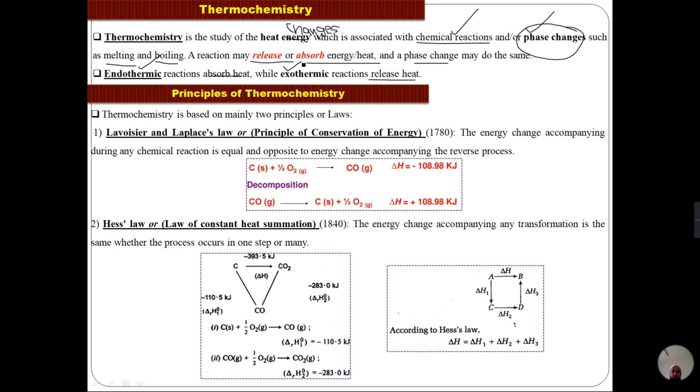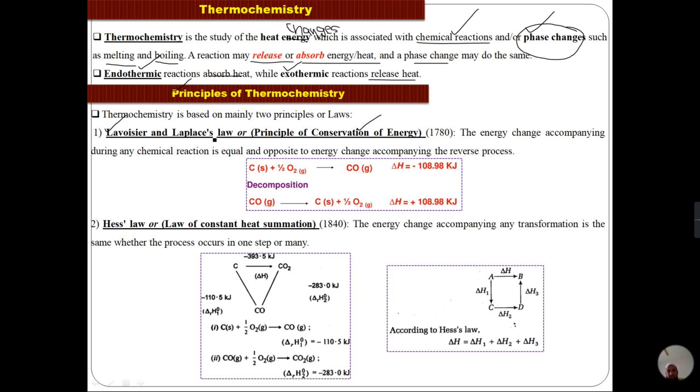Now let's move to topic number two, that is the principles of thermochemistry. Thermochemistry is based on certain principles. Its two main principles are: first, Lavoisier and Laplace law, which is also called the principle of conservation of energy. Second is Hess's law, also called the law of constant heat summation. Okay? So let's move to point number one.